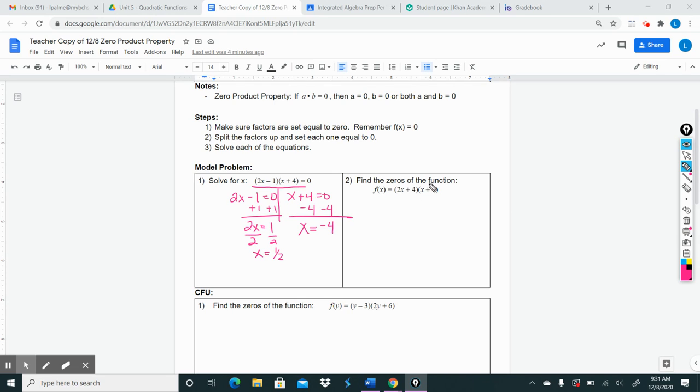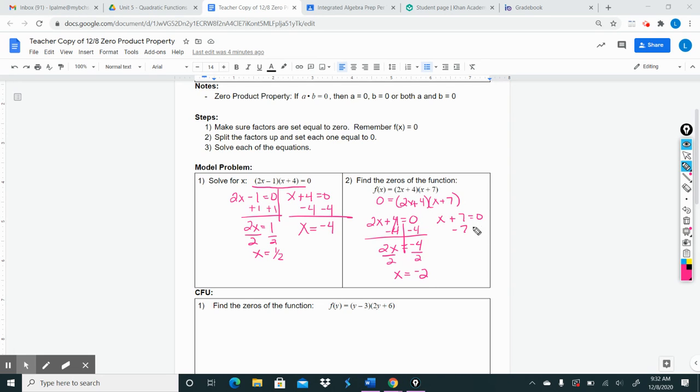For number 2, find the zeros of a function. Here we're going to replace f of x with 0. And then we're going to set each factor equal to 0 and solve for x on both sides. So here we're going to subtract 4. It's a two-step equation. The 4's cancel. We're left with 2x equals -4. And divide by 2 on both sides, we get x is equal to -2.